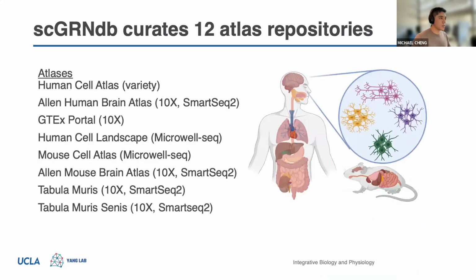Yeah, so here's where the single cell GRNdb comes in. Currently, we have curated 12 atlas repositories. They have different single cell sequencing platforms, but within each cell type network, we're building it on one platform so as to not have to handle any batch effects between data sets.